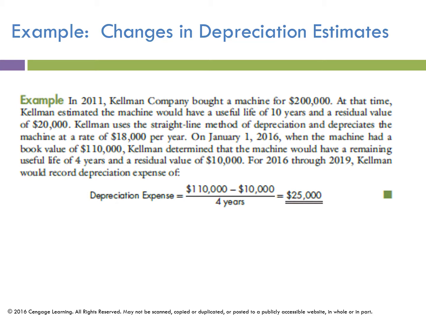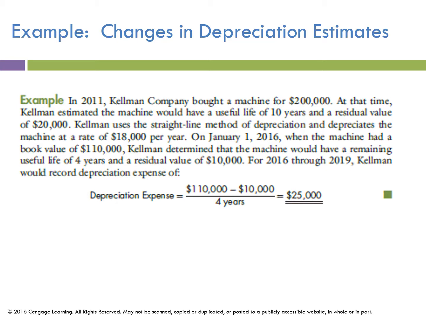Kelman Company bought a machine for $200,000. At that time, they estimated they would use it for 10 years and it will have a residual value of $20,000. It uses straight line at a rate of $18,000 per year. On January 1, so this is 5 years later, when the machine had a book value of $110,000, so cost minus accumulated depreciation was at $110,000, they said, "Oh geez, you know what? We're only going to use that 4 more years and its residual value is changing to $10,000." When you calculate depreciation going forward, you'll use the book value at the beginning of the year as the new cost.